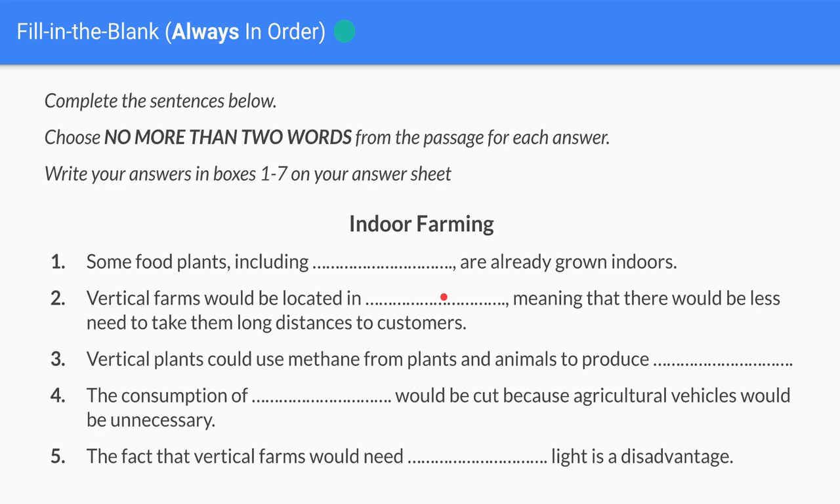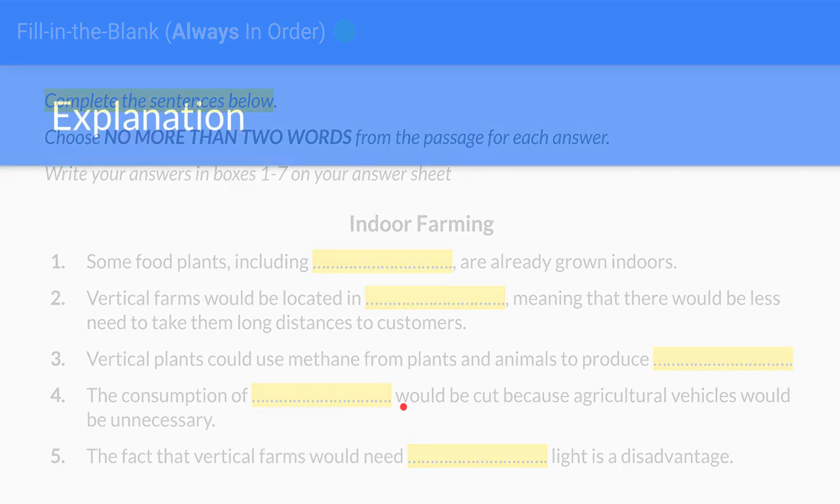The fill in the blank questions are always in order, and they are rather easy to answer. You can identify these questions by simply reading up here. It asks you to complete the sentences below, and by looking at these blanks that you're supposed to fill in. So that's how you know this is a fill in the blank question.